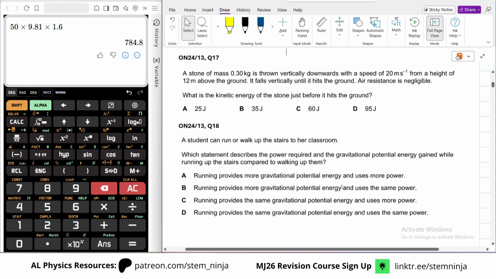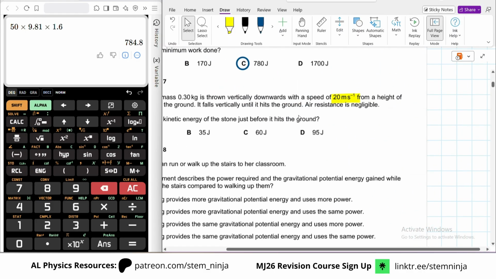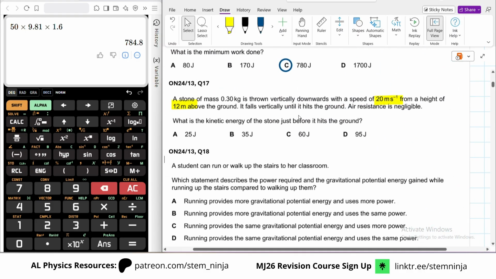A stone of mass 0.3 kg is thrown vertically downwards with a speed of 20 meters per second from a height of 12 meters above the ground. It falls vertically until it hits the ground. Air resistance is negligible. What is the kinetic energy of the stone before it hits the ground? Okay, there are two ways we could do this. By using kinematics, first we find out the final velocity using kinematics. The other method is simply using the energy method.